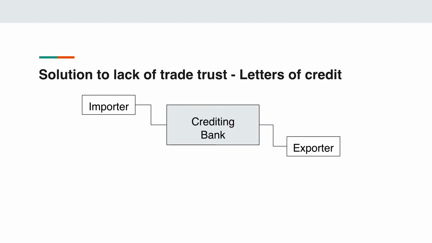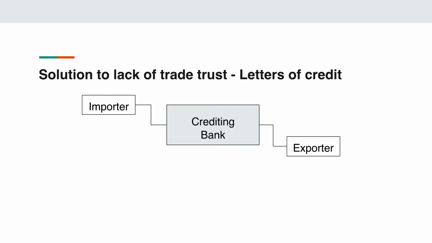The simple solution to the lack of trust in trade finance is letters of credit. If you work in banking and international trade, this is no new term. But for people outside the industry, it is very hard to come across the term. In this model, an accrediting bank is introduced as an intermediary between the importer and exporter to assure trust during a trade.